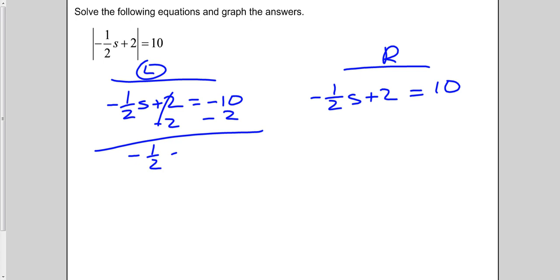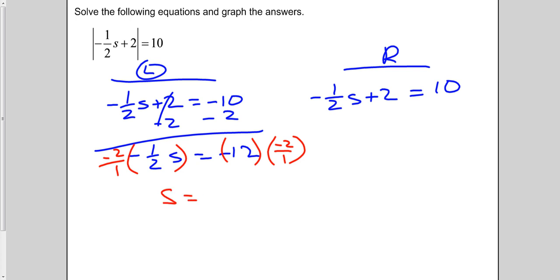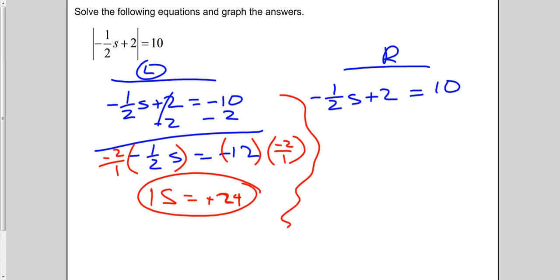I have negative 1/2 s equals negative 12. Now I need to divide by negative 1/2, which really means I need to multiply by its reciprocal. So I'm going to multiply both sides by negative 2 over 1. And when I do that, two negatives cancel, and I get s, because they're multiplicative inverses. They give me 1. And then when I multiply this side, I get a positive 24, because a negative times a negative is a positive. That's one of my answers.